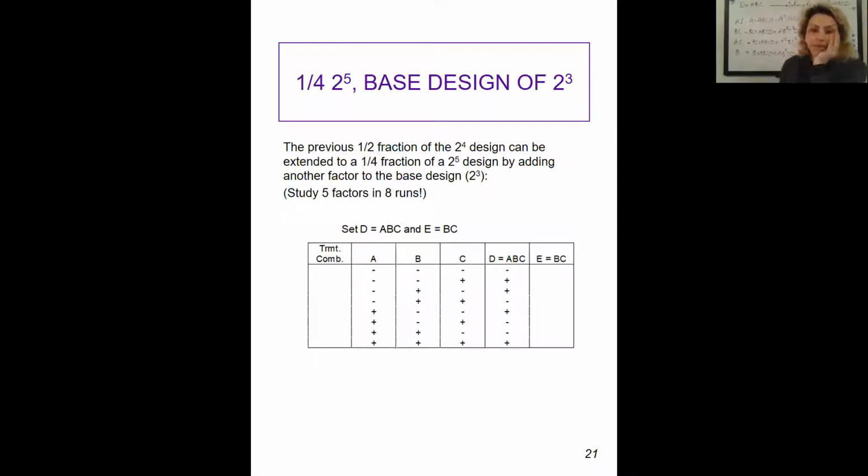So let's say we want to study 5 factors in 8 runs. What we're going to do is, for design generators, we would say D is equal to ABC and E is equal to BC. And then we just multiply that, and then you would have all of these signs. So E equal to BC is like that. Negative gives you positive, negative gives you negative. So you would just multiply, and then you write down your treatment combination based on A, B, C, D, and E, because we have 5 factors.